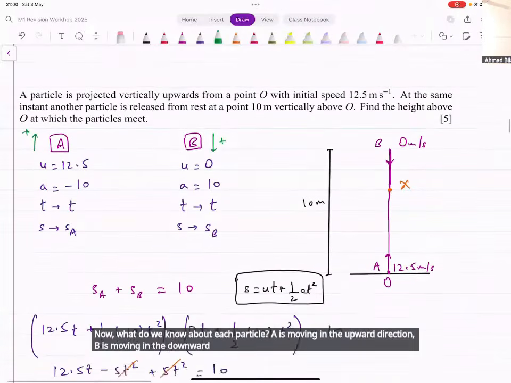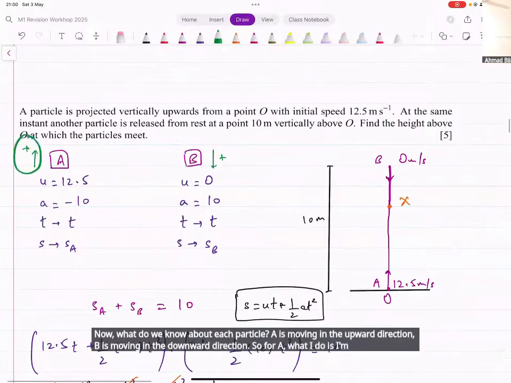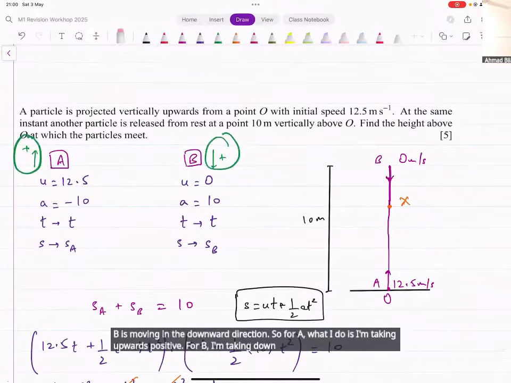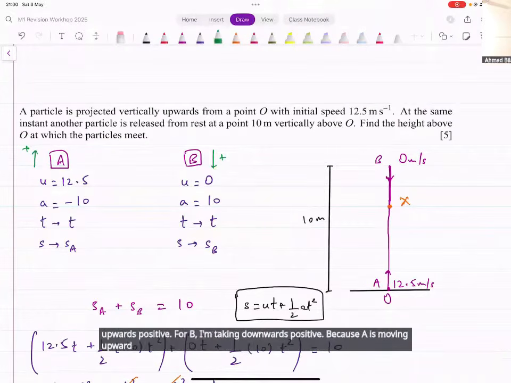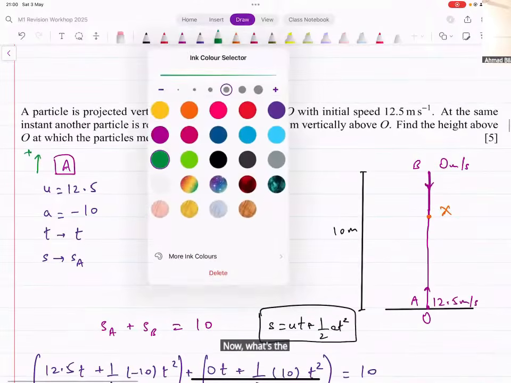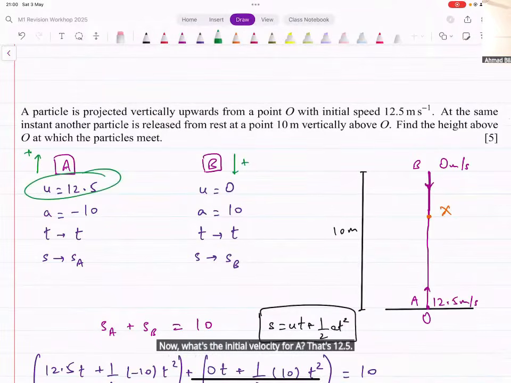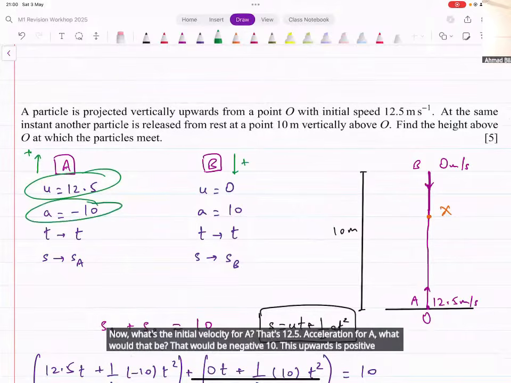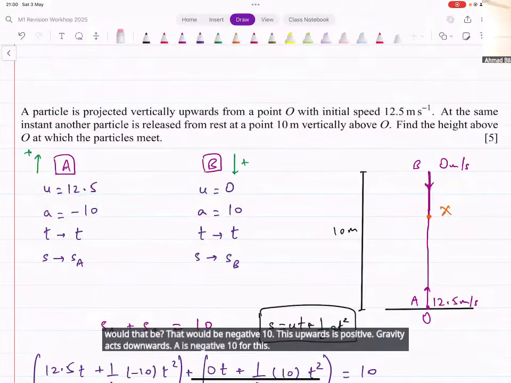So for A, I'm taking upwards positive. For B, I'm taking downwards positive, right? Because A is moving upwards, B is moving downwards. Now, what's the initial velocity for A? That's 12.5. Acceleration for A, what would that be? That will be negative 10, because upwards is positive and gravity acts downwards. So A is negative 10.